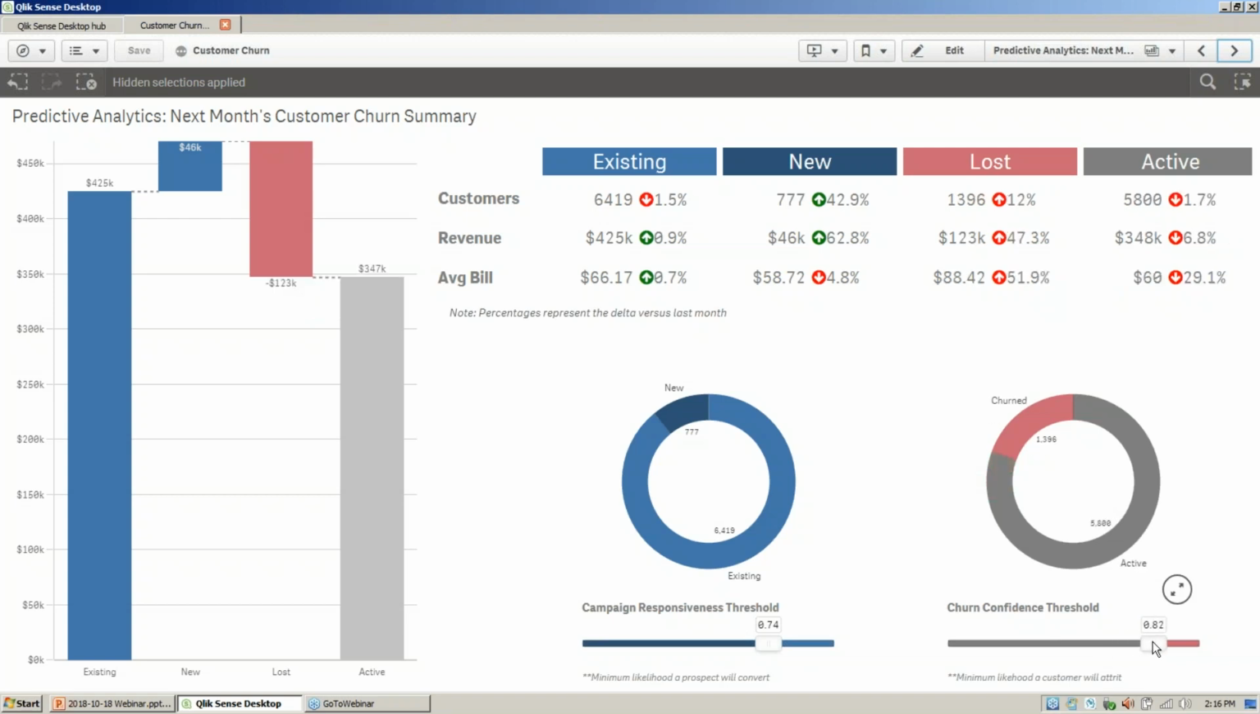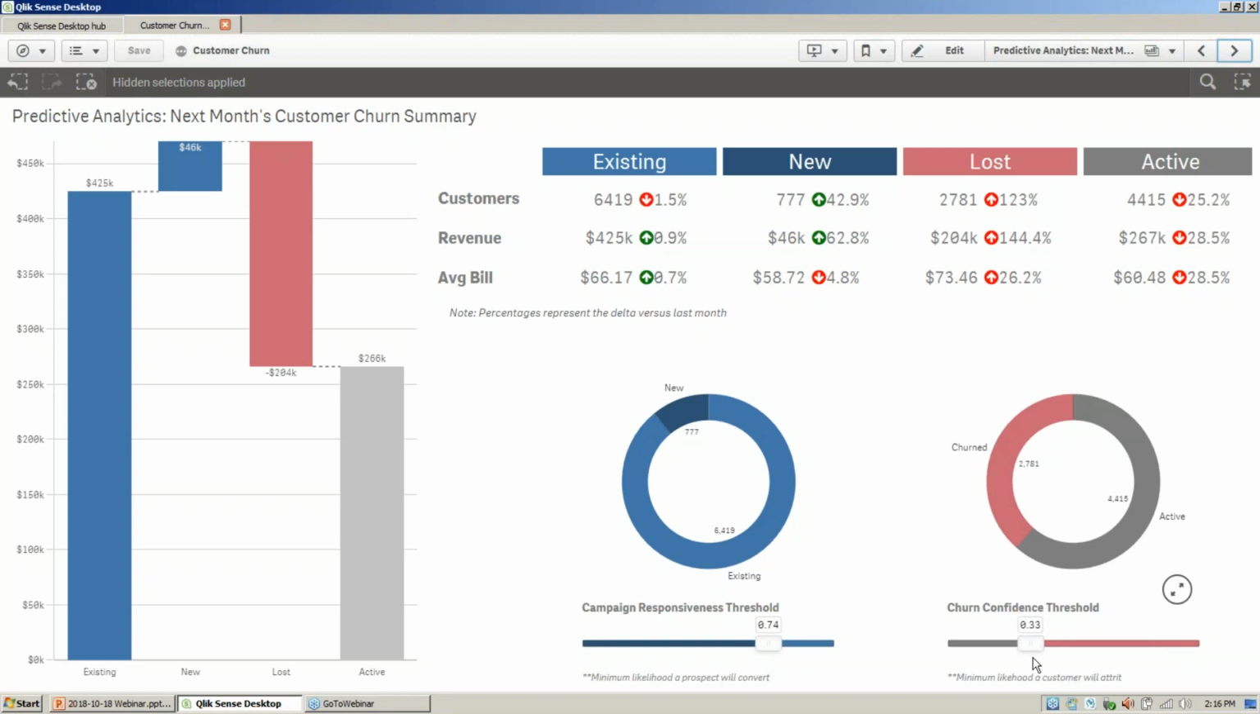And as an executive, I can start doing what-if analysis. So what if I'm feeling very optimistic and I want to say, if a customer's got to be 83% likely to churn before I'm actually going to predict that he's going to churn, at least as far as my what-if analysis. Or maybe I'm very pessimistic and I say if he's a third likely to churn, I'm going to go ahead and assume he's gone. So this gives us the ability to do what-if.